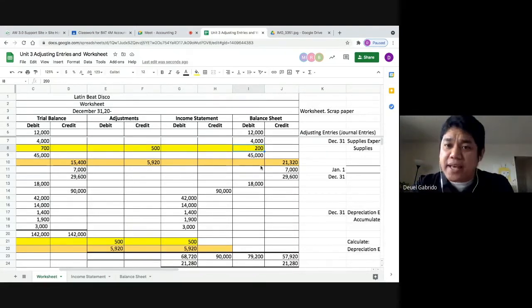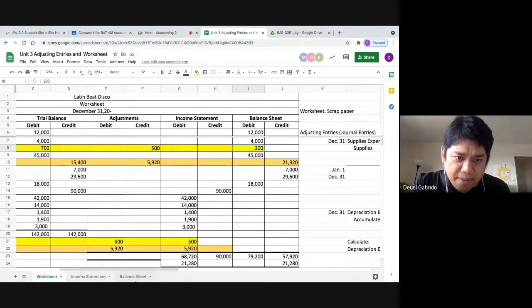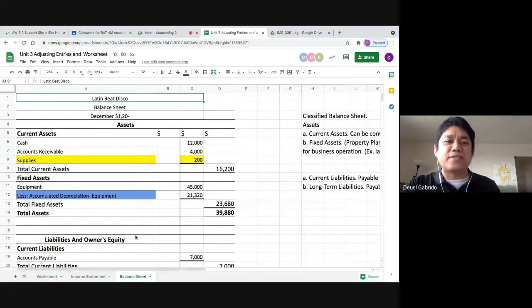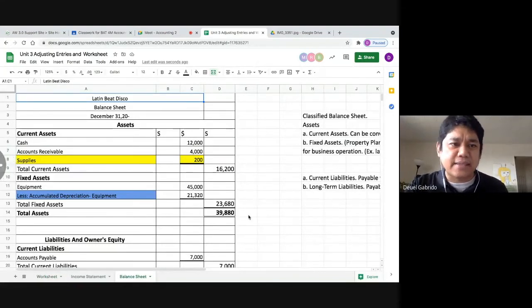From the worksheet, guys, you need to move. Look at the tab at the bottom. Do you see this one? The balance sheet tab? Yes. Okay, this is your new balance sheet now. It's a little longer, but actually it's still fine.